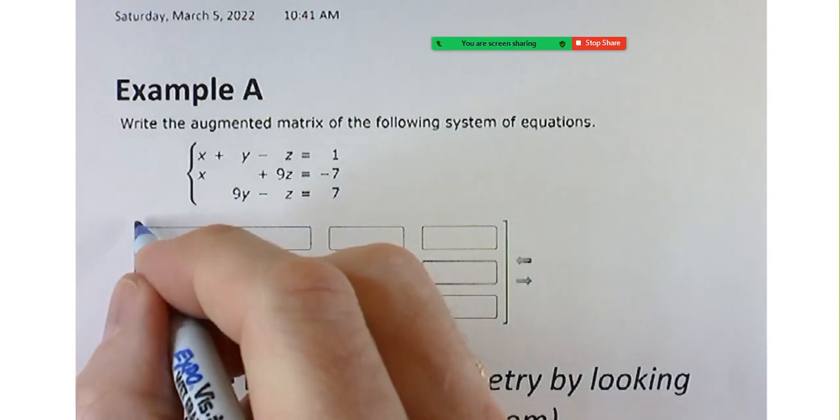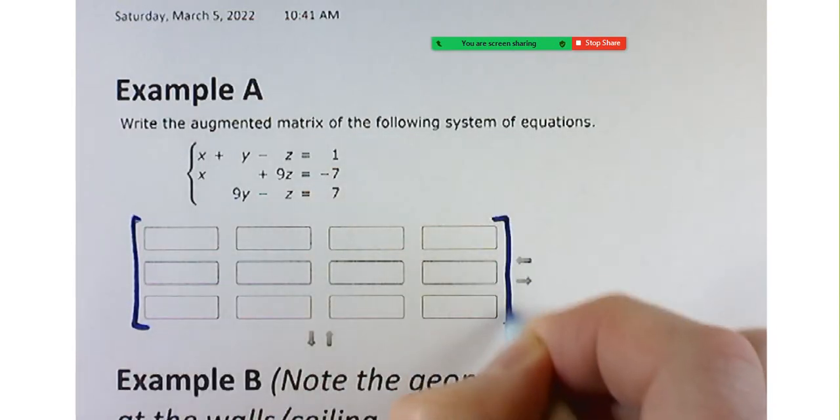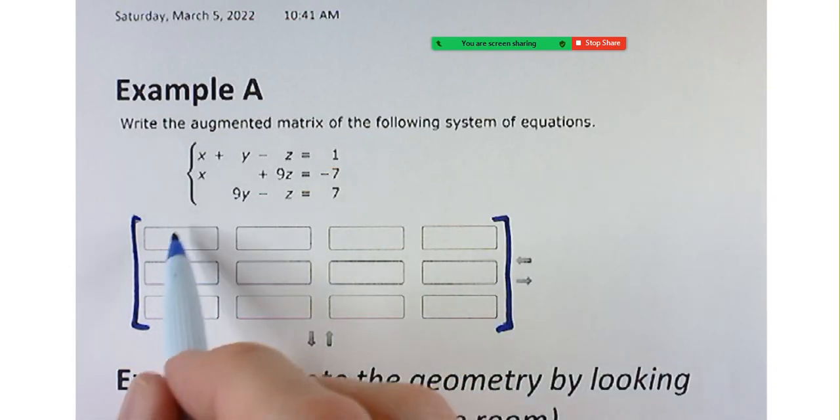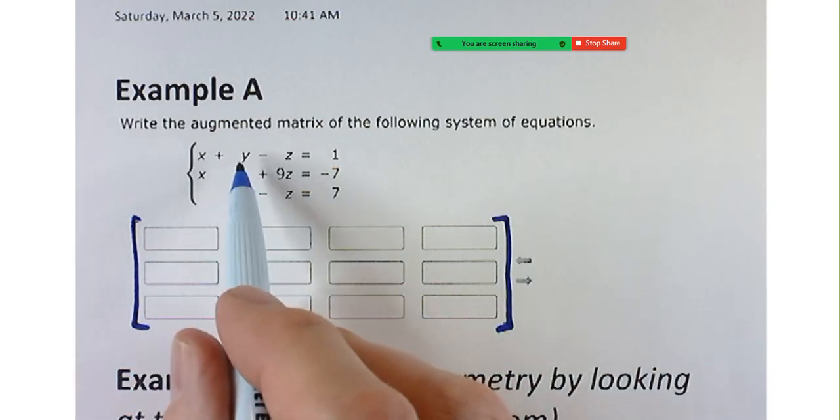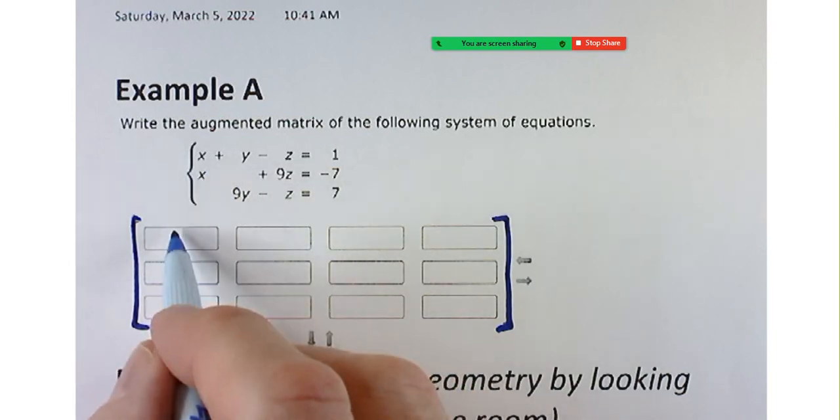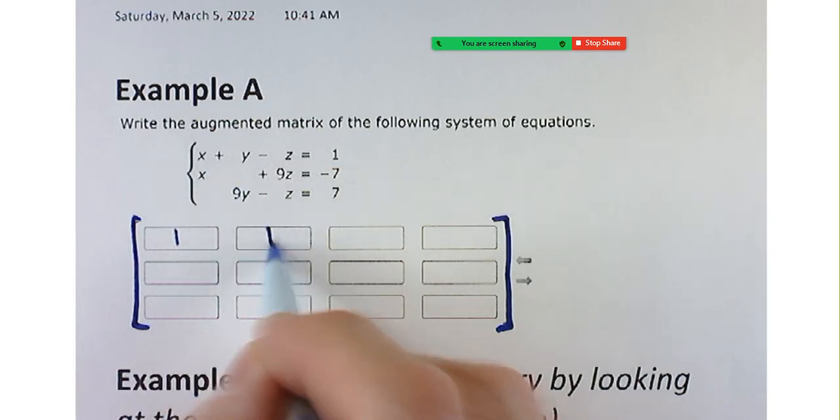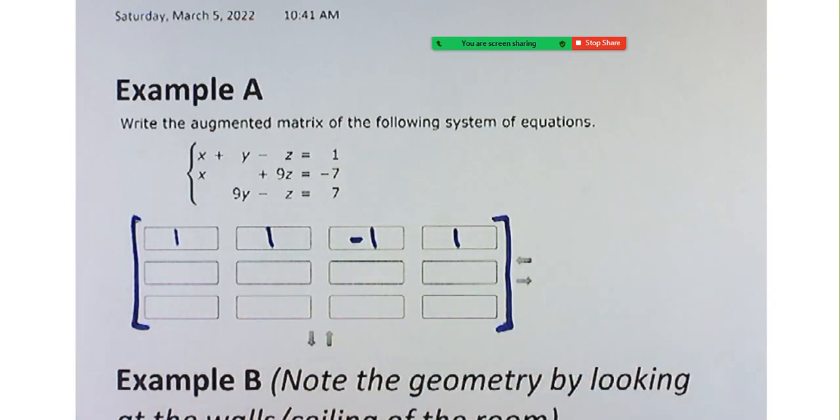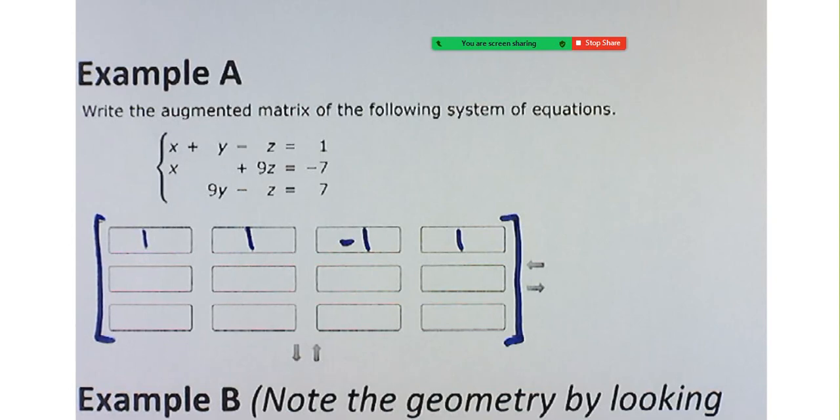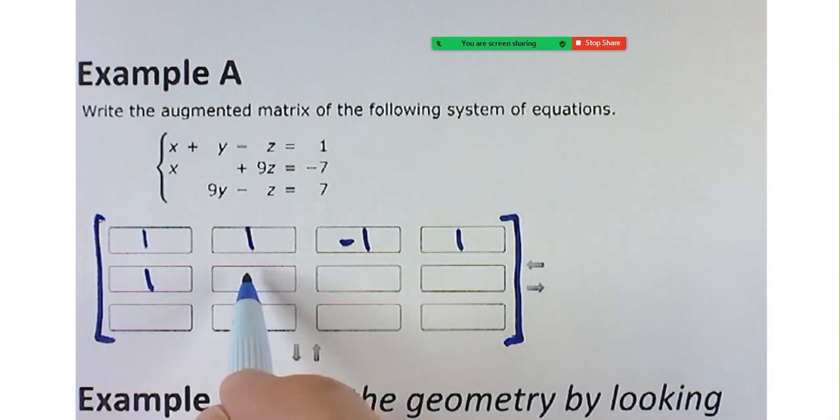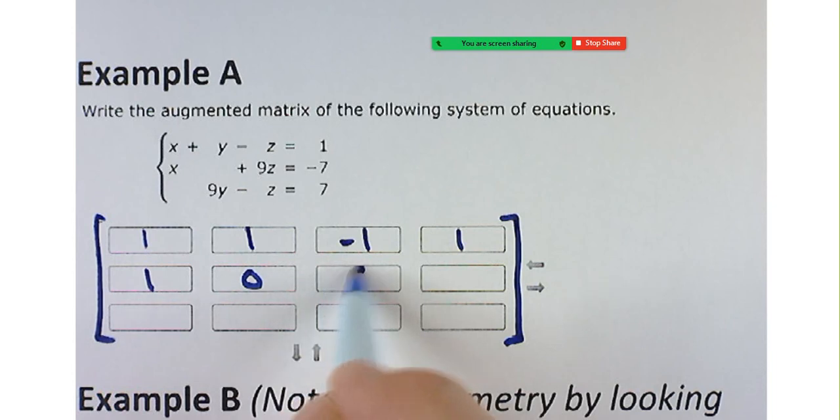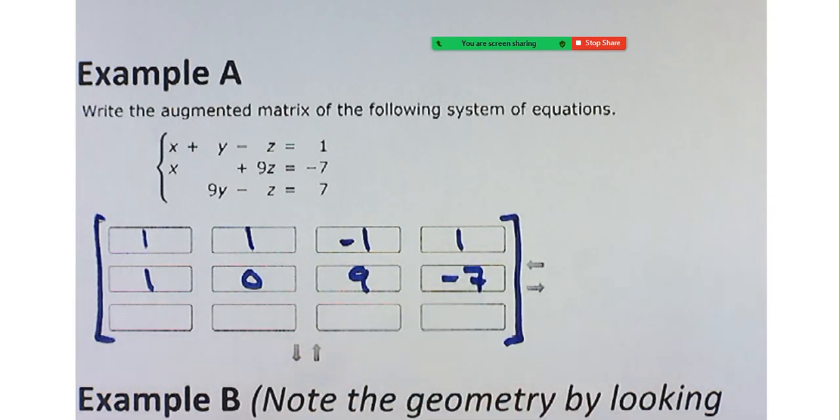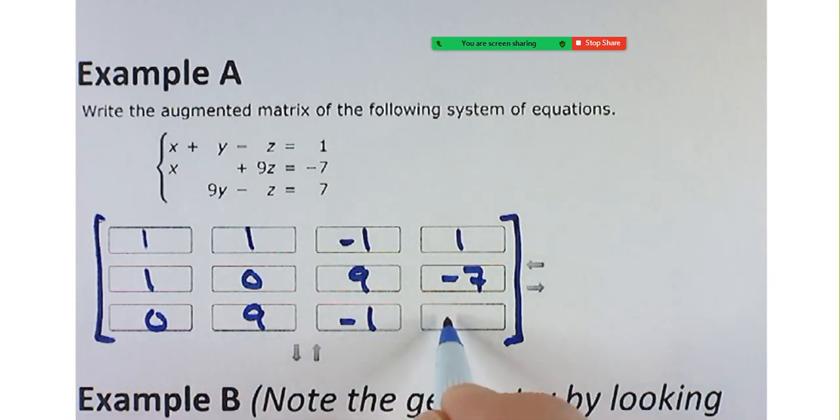So you're going to do a little matrix action here, some square brackets, and then everywhere that there's a space, I'm going to write down the corresponding coefficients. So coefficient of x is 1, coefficient of y is 1, z is -1, and then a 1 here. Let's move to the next row. 1, 0, 9, -7. And how about the last one? 0, 9, -1, and 7.